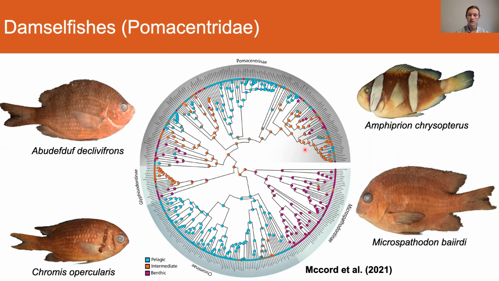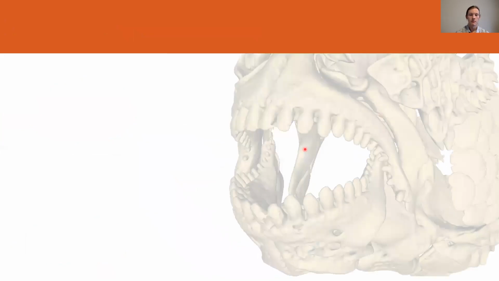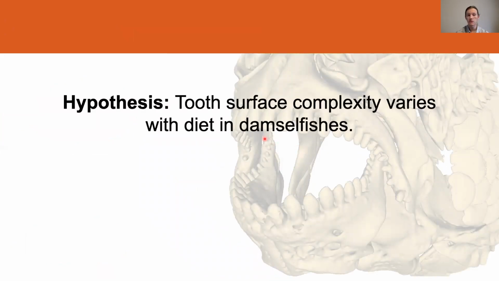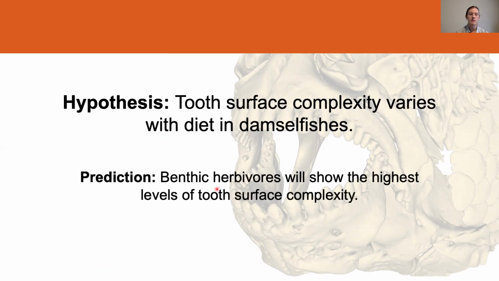So, using the damselfishes as our study system, we set out to investigate the following hypothesis. Tooth surface complexity varies with diet in damselfishes. Specifically, we make the prediction that benthic herbivores will show the highest levels of tooth surface complexity, thus establishing a continuation of patterns found in terrestrial vertebrates.